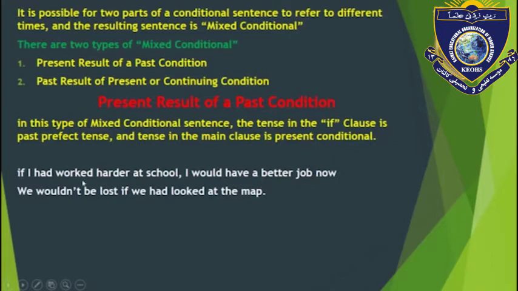It's a completely unrealistic condition. You are just imagining the consequence. If you had studied, if you had worked hard at school, now you would have a better job, but now you don't have a better job. You are just talking about an imaginary condition. If you studied in the past, but now it's not possible that you studied in the past, you would have a better job. It's a completely imaginary condition, a theoretical one.